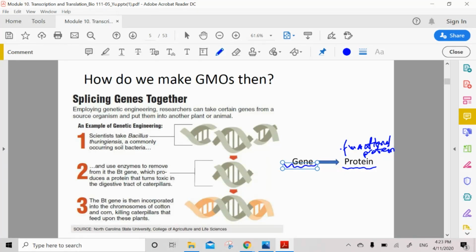If you are interested in GMOs, first of all, we have to scan probably hundreds and thousands of organisms and their genes to find one gene that can give us the desired protein product.